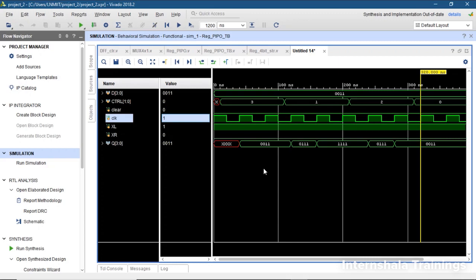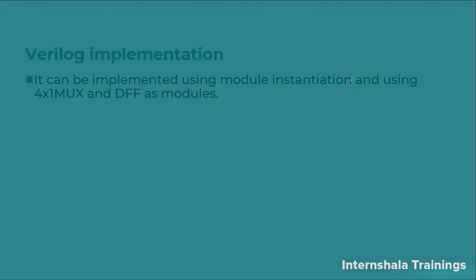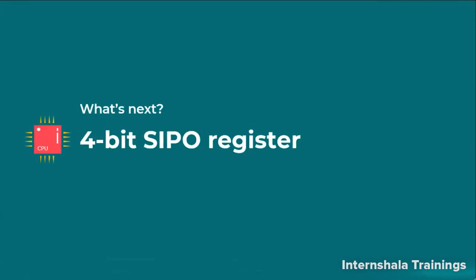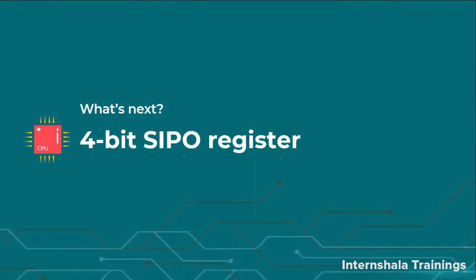So this is how we can cross check how a bidirectional parallel in parallel out shift register can be operated. So students, now we know about the parallel in parallel out shift register. Let us also discuss serial in parallel out in our next video.